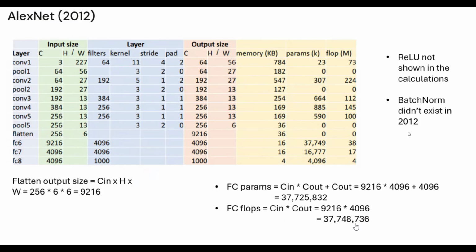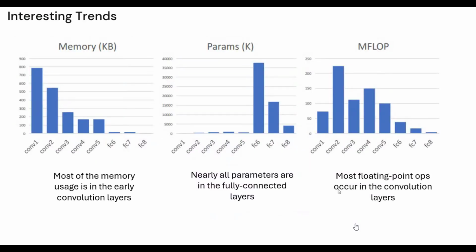All right, so we have flattened this, which is 256 cross 6 cross 6, which gives us a 9216 dimensional vector, as you can see here, and then we have layers of MLPs, and we can also calculate the number of parameters, the memory consumed, and the flops for this. In this table, I have to just specify that I have not included ReLU. It is there in between, but I have not included it here. And batch normalization, which is very important for easy convergence of gradients, did not exist in 2012, so it's not here. Now, interesting trends.